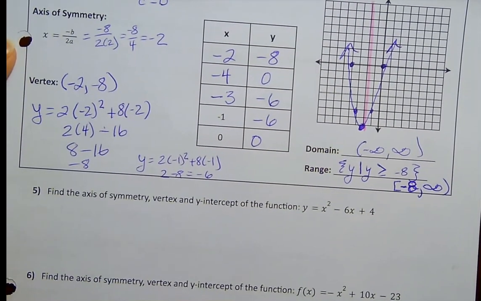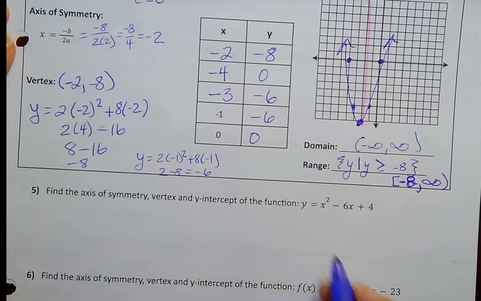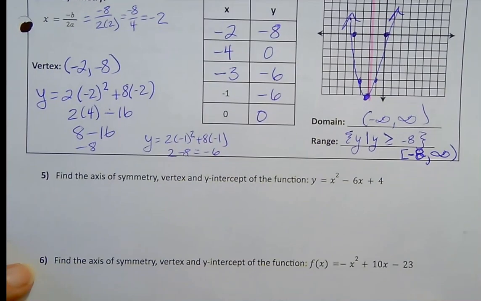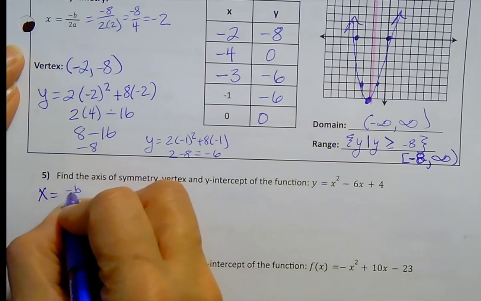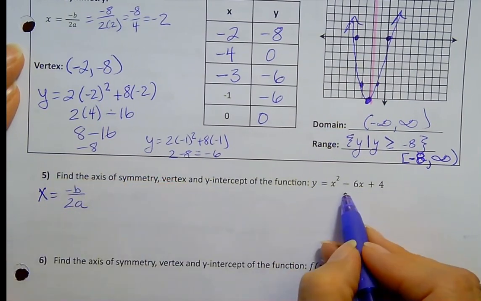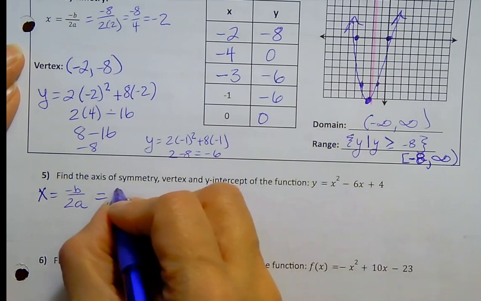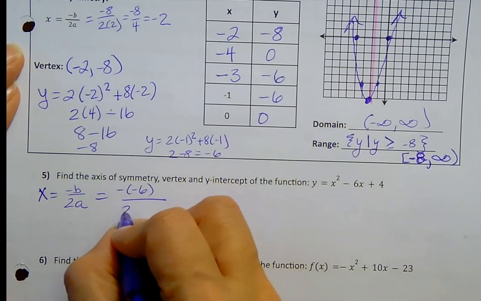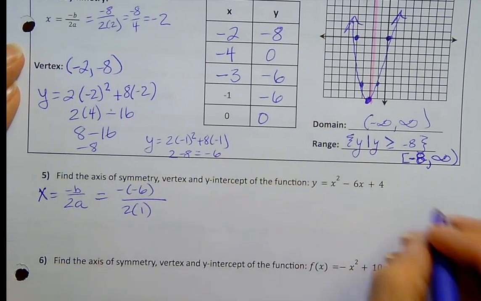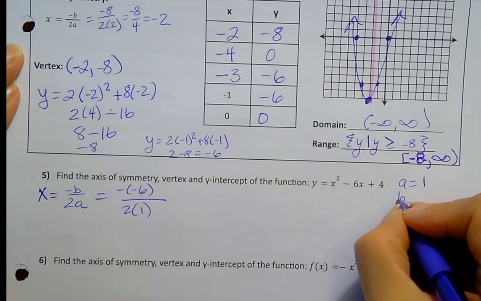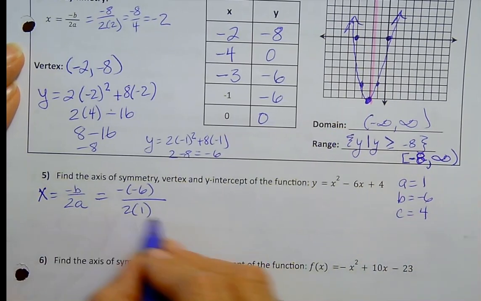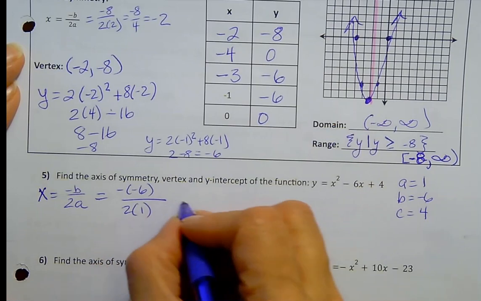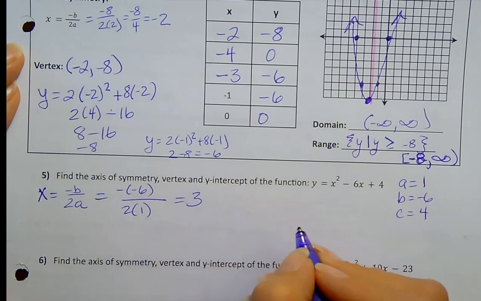Okay. Find the axis of symmetry, vertex, and y-intercept of this function. So now we're not going to do this with the graph, right? Now we're just going to do this mathematically. So I know that the axis of symmetry is x equals -b over 2a. So -b must be the negative of -6 over 2a. I can see that a is 1, b is -6, and c is 4. So my vertical line of symmetry is going to be 6 over 2, which is 3. At x equals 3, I have a vertical line.